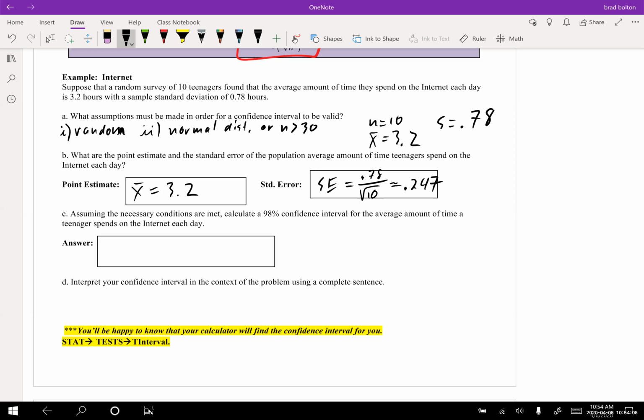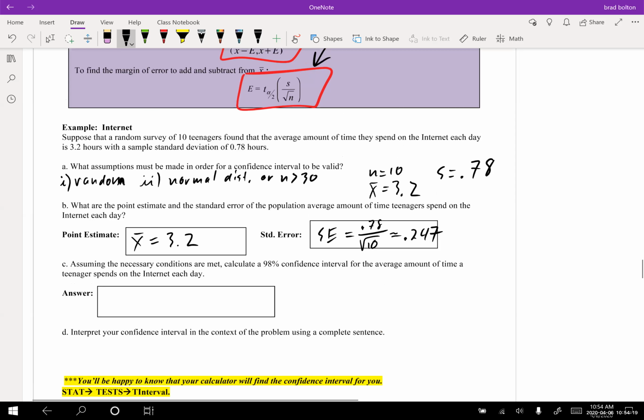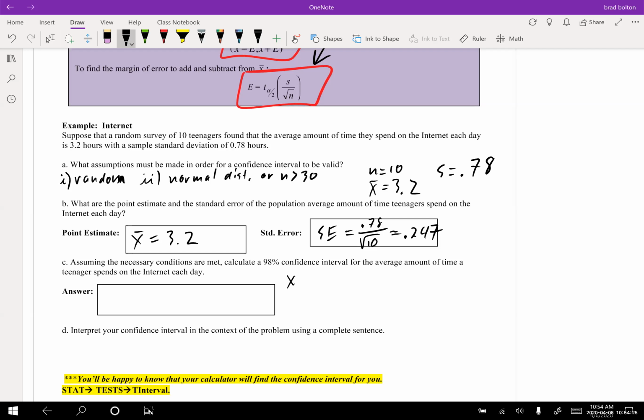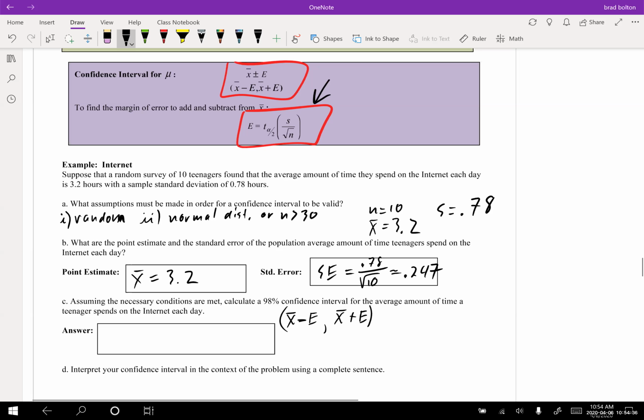And now it says, assuming necessary conditions are met, calculate a 98% confidence interval for the average amount of time teenagers spend on the internet each day. Okay, so we have some work to do. It says up here, our formula to find the margin of error. Remember, we're going to be doing this formula: X bar minus the error and X bar plus the error. That's how we're going to build our confidence interval.